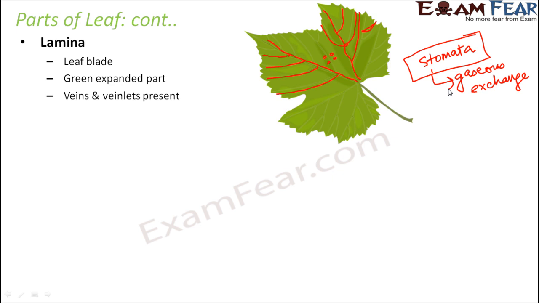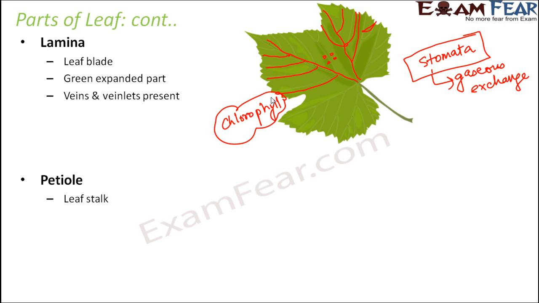Not only these, even the pigment which I was talking about, chlorophyll, is also present in the lamina of the leaf. And because of the presence of this chlorophyll, the leaves are green in color and the leaves are able to perform photosynthesis.